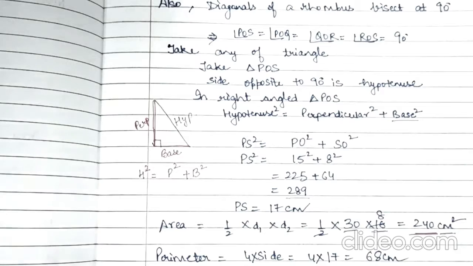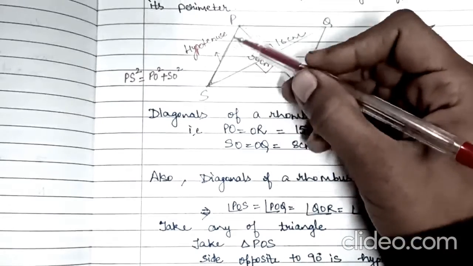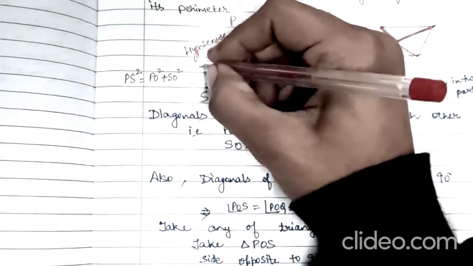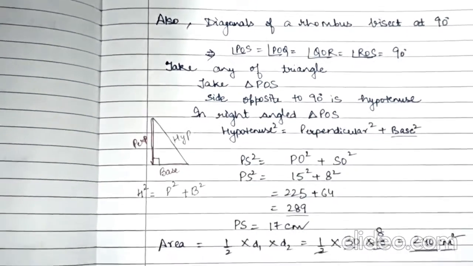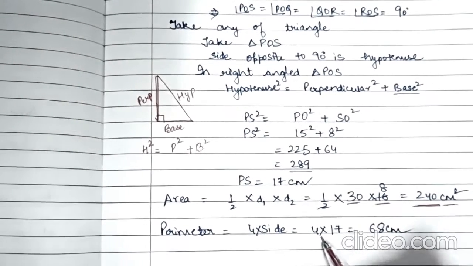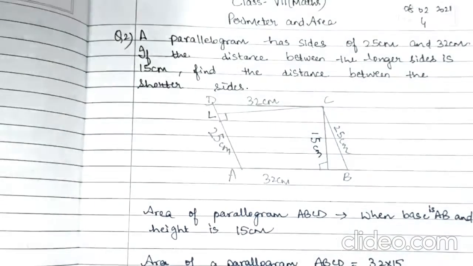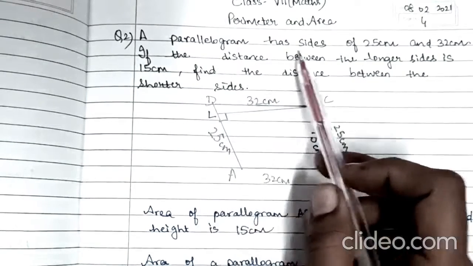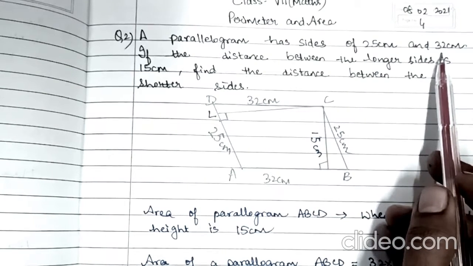Now the perimeter of rhombus is 4 into side. Now side we have already found out, that is what? 17 centimeter. So perimeter formula is 4 into side. So 4 into 17 will give us 68 centimeter. Clear children? Next question is, a parallelogram has the sides 25 centimeter and 32 centimeter.